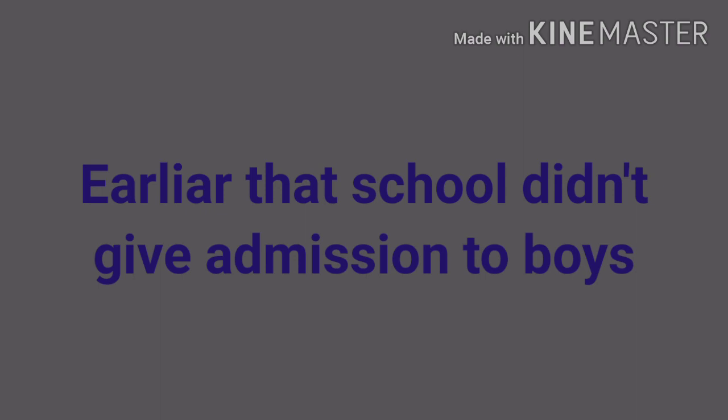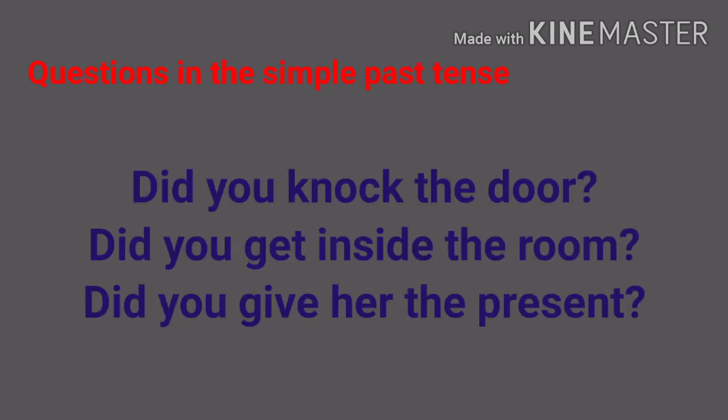Now let us see, how do we ask questions in the simple past tense? Here it goes. I'll give you 3 examples. Did you knock the door? Did you get inside the room? Did you give her the present? Here, what did you notice for asking questions in the simple past tense? The main important thing is the helping verb did. You have to use did, begin the question with did, and our verb is knock, get, and give.